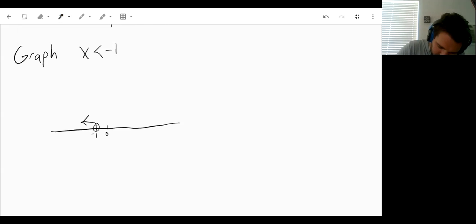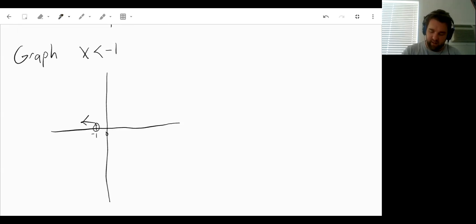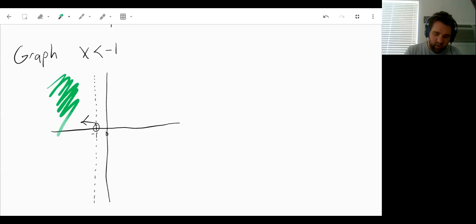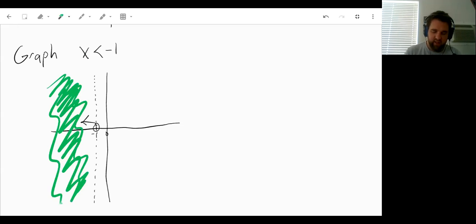Well, now if we go and make this in 2 variables and graph it on the full line, that means we would have the vertical line through negative 1. It has to be dashed because it was an open circle originally, and your arrow is already pointing towards the side that you have to shade. So you can go ahead and shade that side.